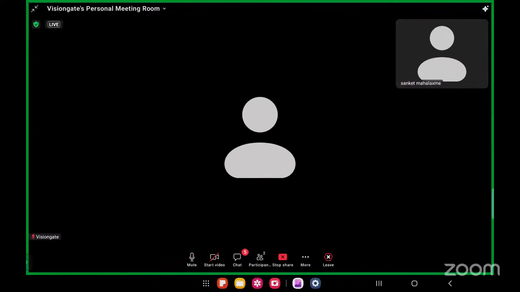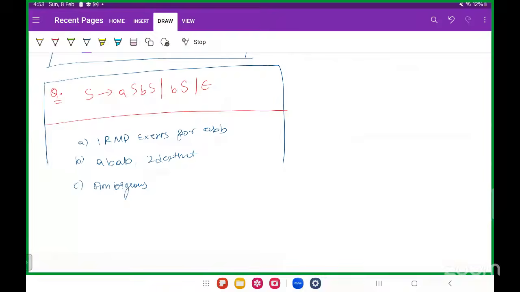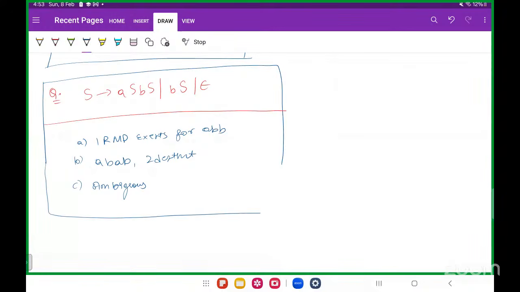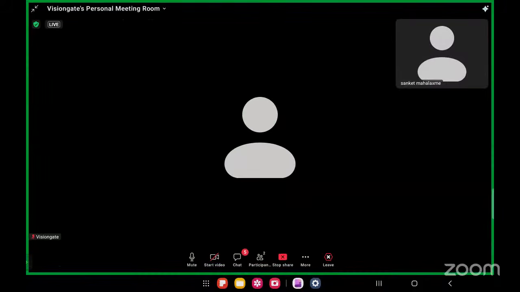This is the grammar: S to AS, BS, or epsilon. Here three options are correct. One, AB will have only one parse tree. ABB will have two, and the grammar is ambiguous. These are the three correct answers.